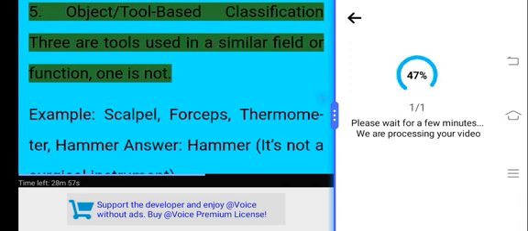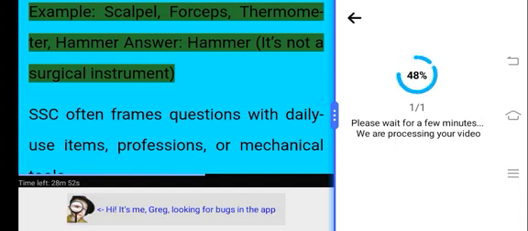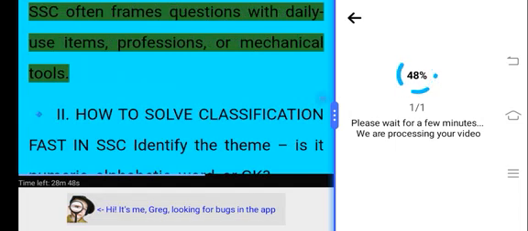5. Object tool-based classification. 3 are tools used in a similar field or function, 1 is not. Example: scalpel, forceps, thermometer, hammer. Answer: hammer is not a surgical instrument. SSC often frames questions with daily use items, professions, or mechanical tools.